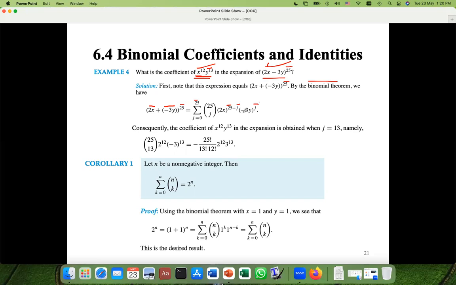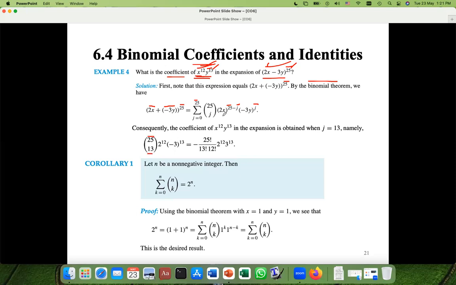I don't want to open this from the beginning to the end to find the coefficient of this x^12 y^13. It is not needed to open all that. Only open that portion. The question is, what is the coefficient? I only have to give the coefficient, not explain other things. So you know that when j is 13 and n is 25, how can you reach that? So, n is 25, j is 13.